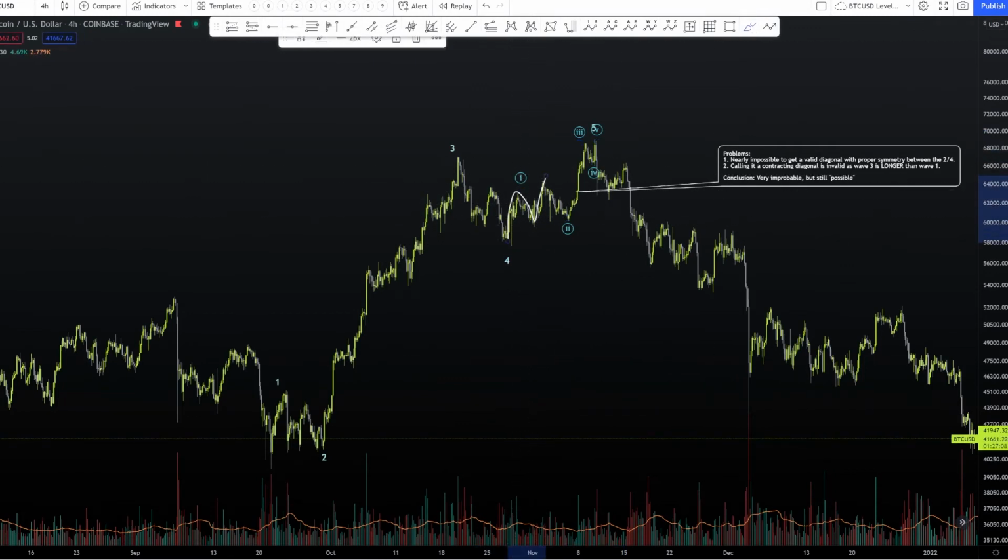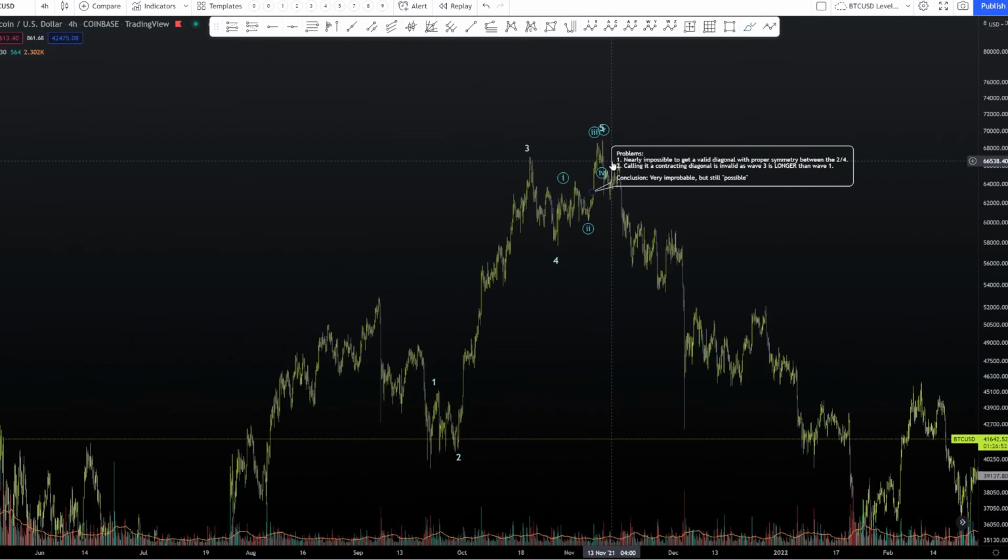And if you were to zoom in, it's even hard to get a 5-wave move out of this move right here if you were to call this the wave 1 and this some sort of ABC for the wave 2. So overall, a very messy impulse if you were to try to call this an impulse, one that I would actually say is probably invalid.